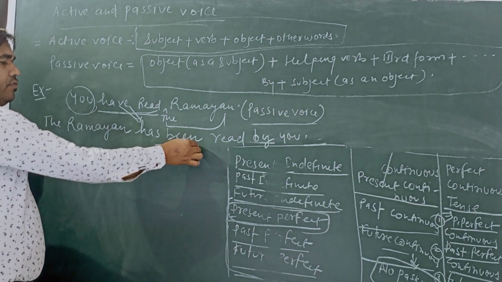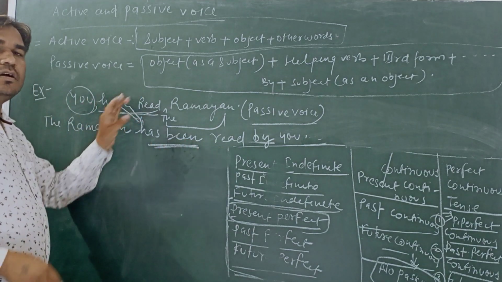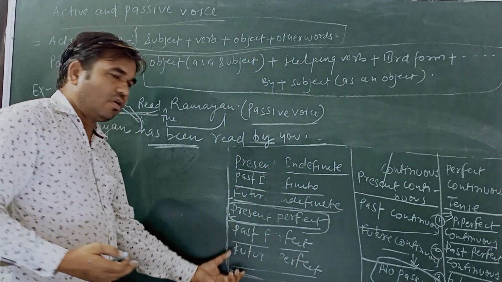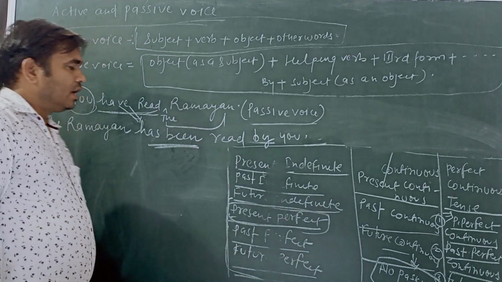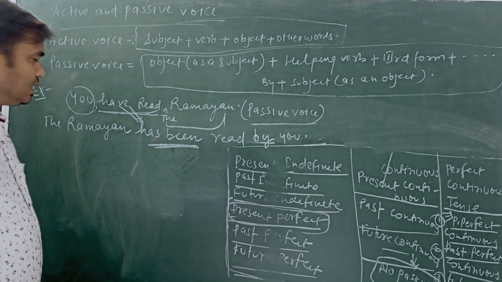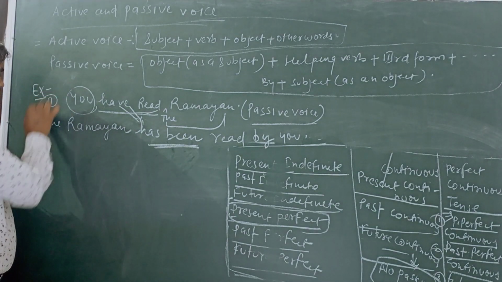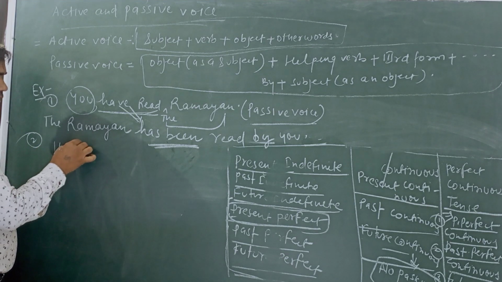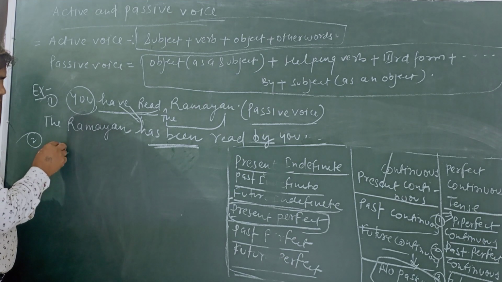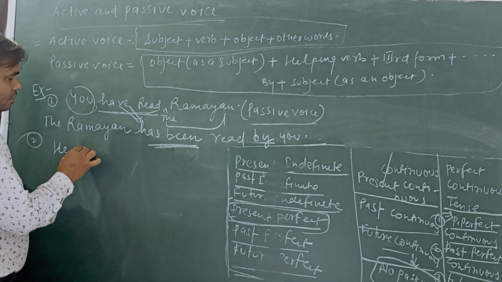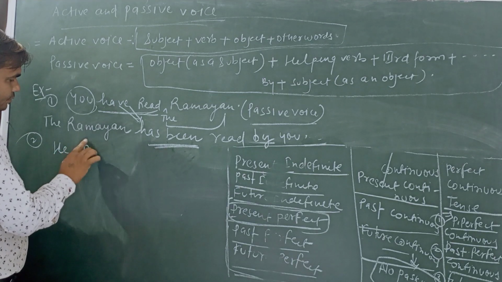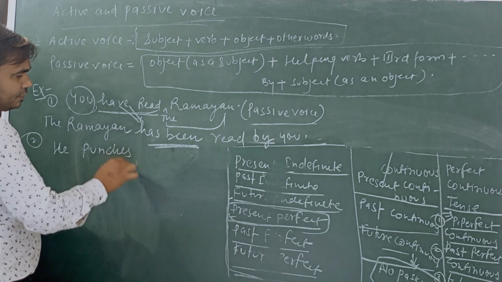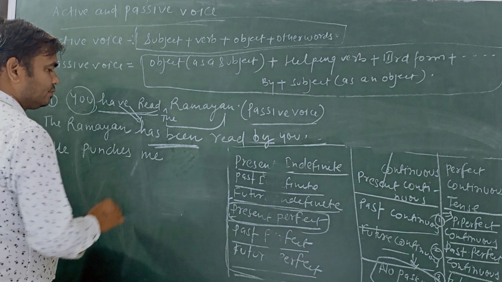I have told you the general helping verbs; you come to the next tense for all six sentences. And we take another sentence. Another sentence we take, that is "He punched me".